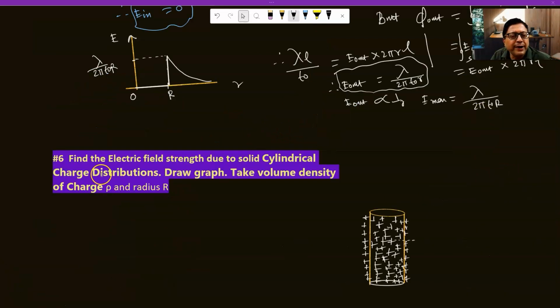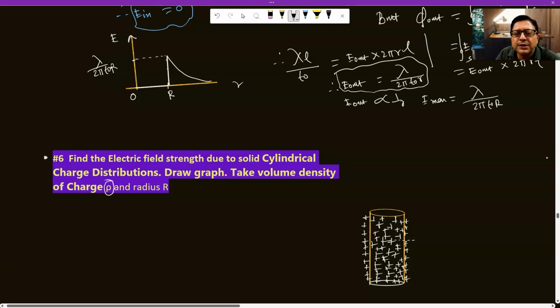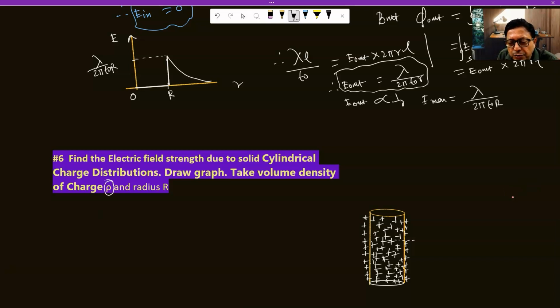This time you have to find, due to a solid cylinder, the volume density of charge is rho and the radius is R. You have to take the Gaussian surface both inside and outside. In the previous case, the Gaussian surface encloses no charge, but here it is there. Charge will be distributed on the surface as well as over the whole volume.